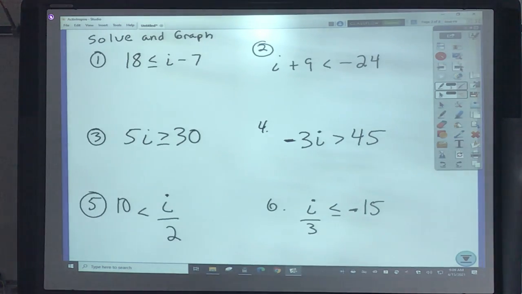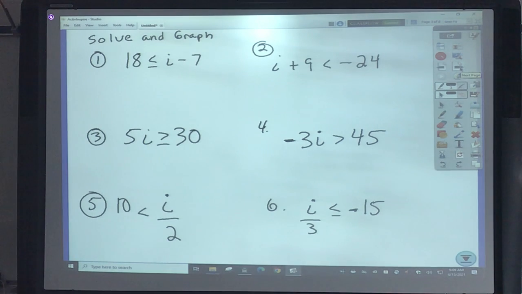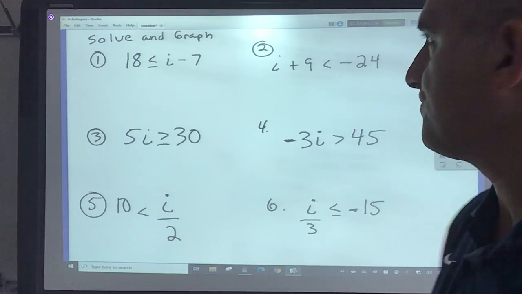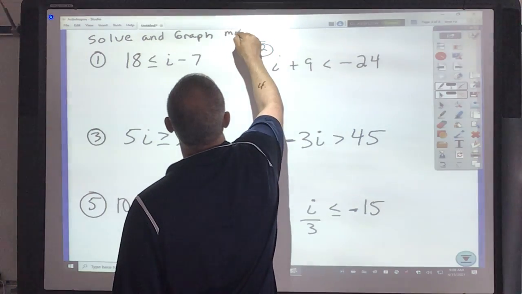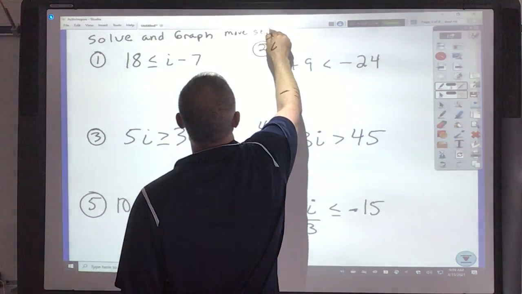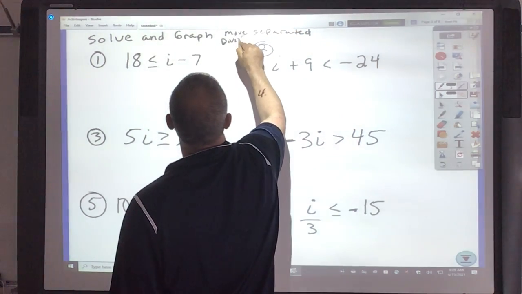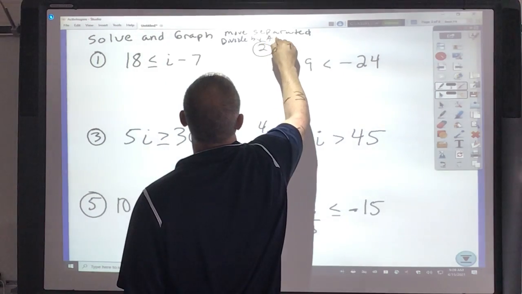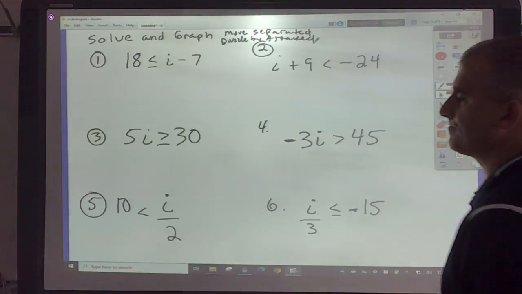All right, now we're going to build in some basic solving equation stuff. So we want to solve and graph these, okay? Now remember, big rule: we want to move the separated, and then we want to divide by the attached, okay?